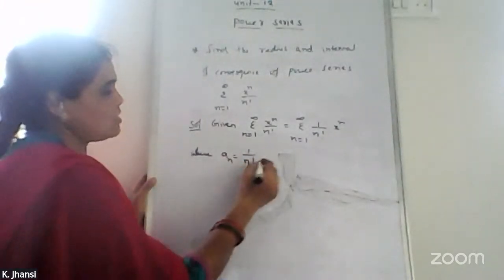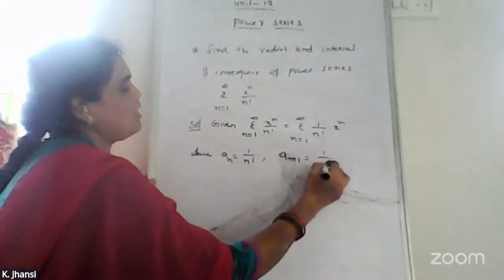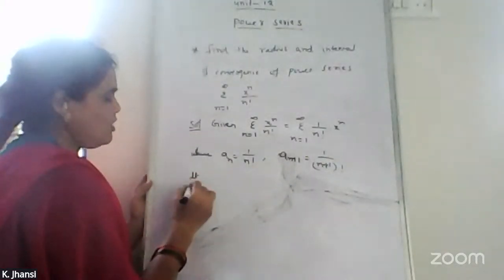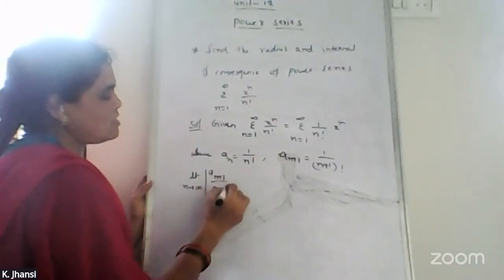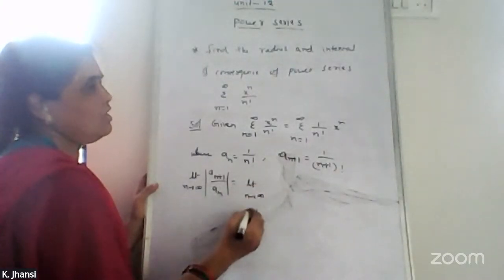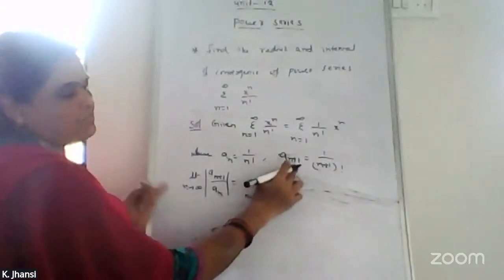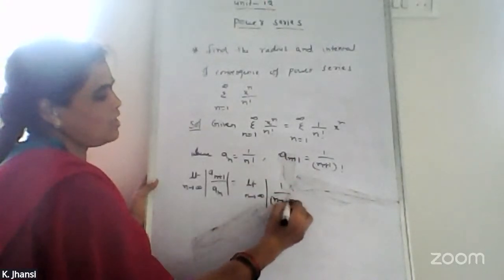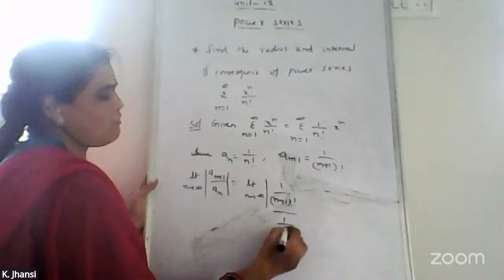So a n plus 1 is equals to 1 by n plus 1 into factorial. Okay. So now limit n tends to infinity mod of a n plus 1 by a n is equals to limit n tends to infinity. So what is our a n plus 1? It is 1 by n plus 1 into factorial by 1 by a n value is 1 by n factorial.